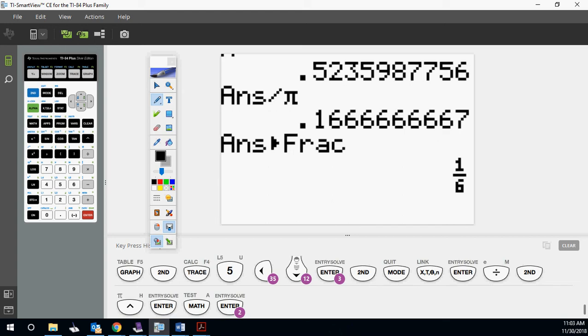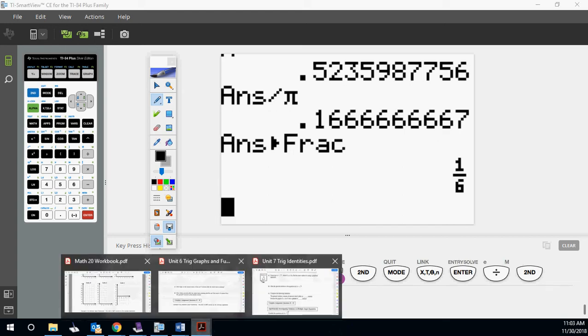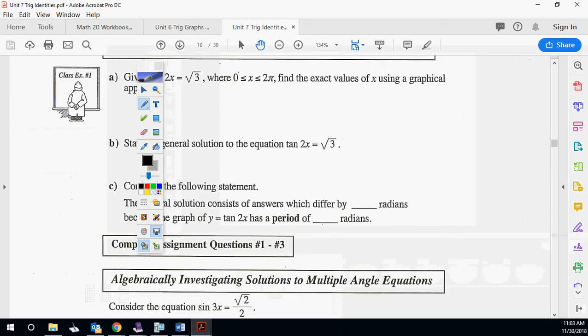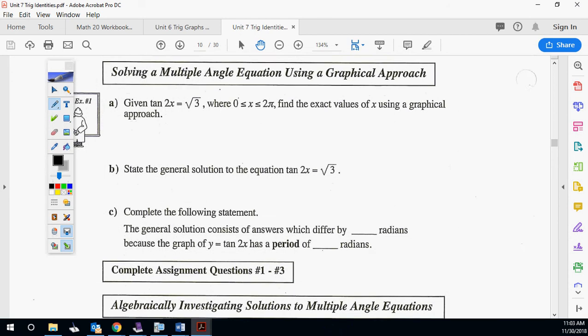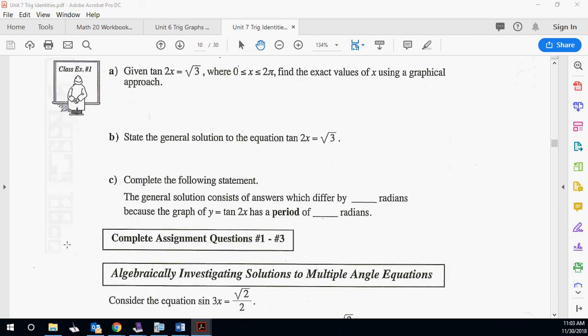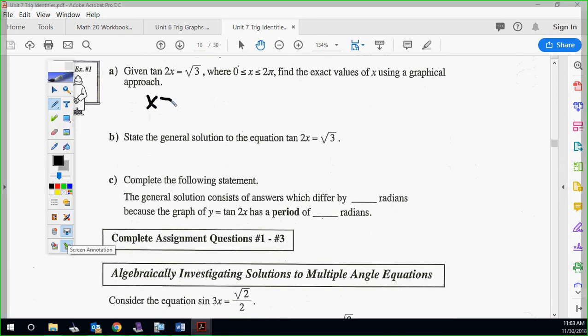Okay, so going back to the workbook, our solutions here in exact form are pi over 6, which we just got, pi over 6. It's going to be 2 pi over 3. It's going to be 7 pi over 6. And it's going to be 5 pi over 3.